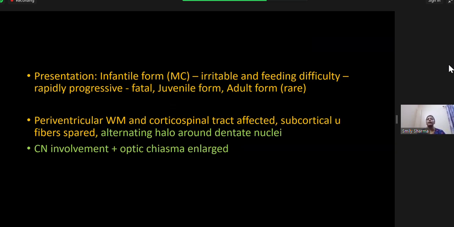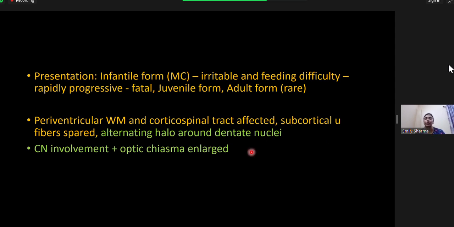So the periventricular white matter and corticospinal tracts are involved. Subcortical U fibers are spared. I've not shown one feature, but early cerebellar involvement is also one of the features which differentiates it from MLD. So there are alternating halos around the dentate nuclei. And cranial nerve involvement and an enlarged optic chiasma are features which can be seen.